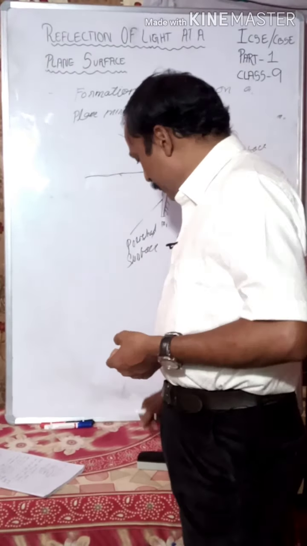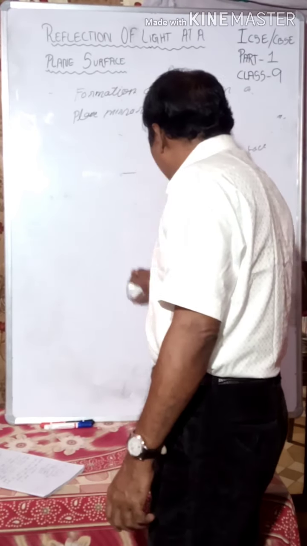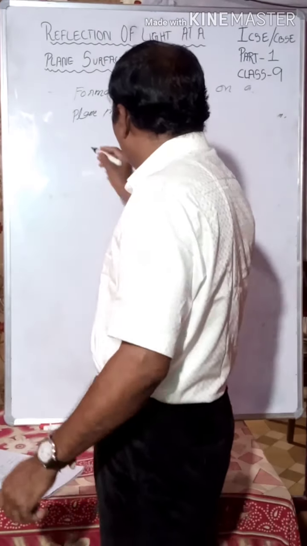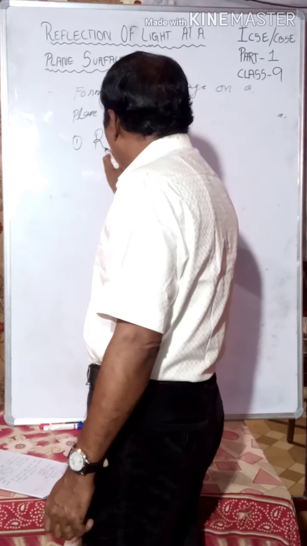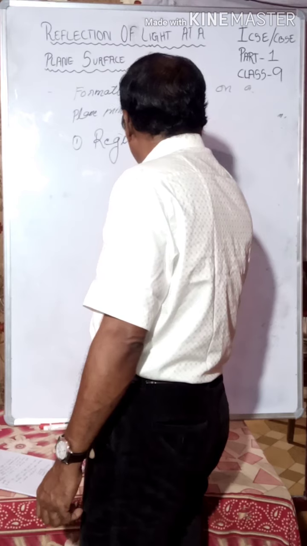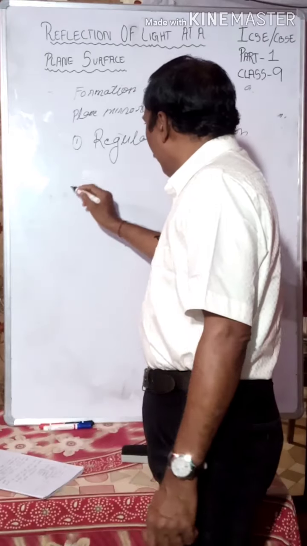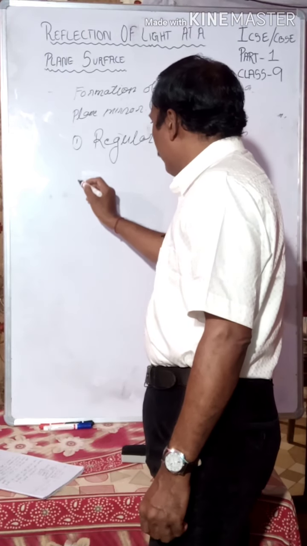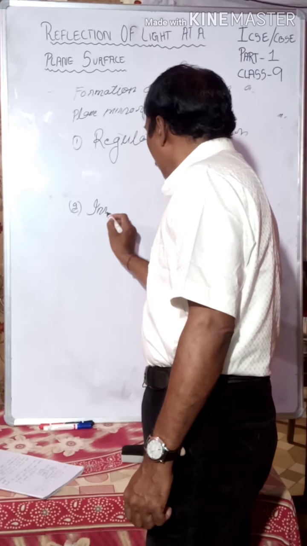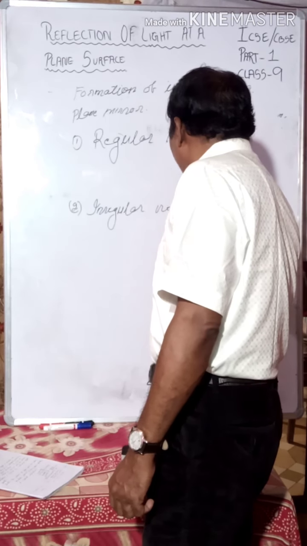Now we will go to another point: regular reflection and irregular reflection. Number one, regular reflection, and number two, irregular reflection.